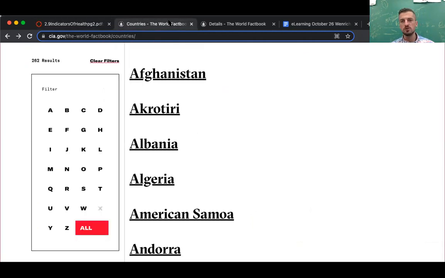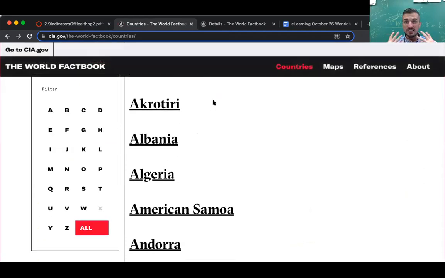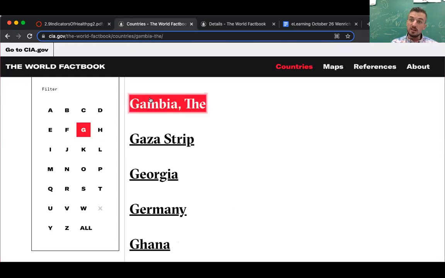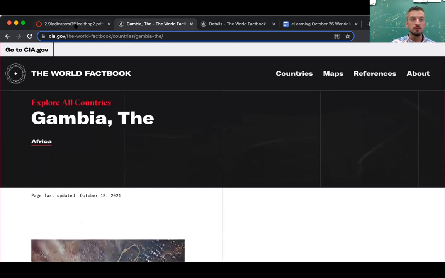Okay, so here's how you choose your country. Number one, you will be linked to this website. This is it. This is the bee's knees. This is the CIA World Factbook. My example is going to come from the Gambia. It's an interesting country. It's in the continent of Africa, and it is in your book.